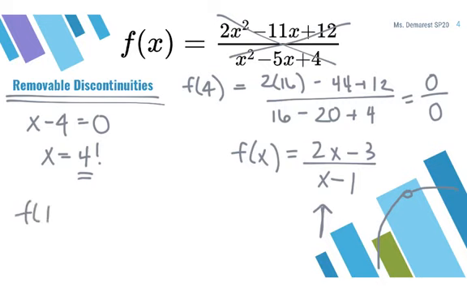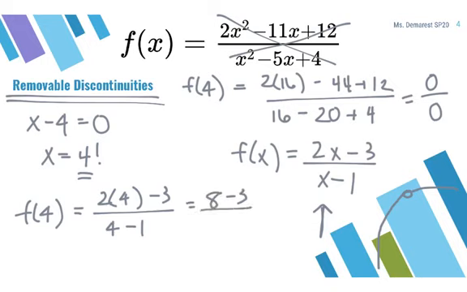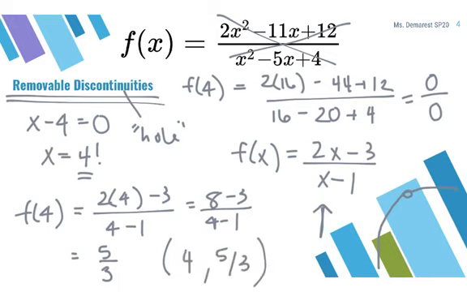So how can we find the ordered pair? Just plug in for 4. And again, we have to plug into our new function because our old function would give us 0. So that gives us 8 minus 3 over 4 minus 1, which is going to be 5 over 3. So now we know our removable discontinuity, which is the same thing as a hole. Those mean the same exact thing. Our hole in our graph is going to be at 4, 5 over 3.